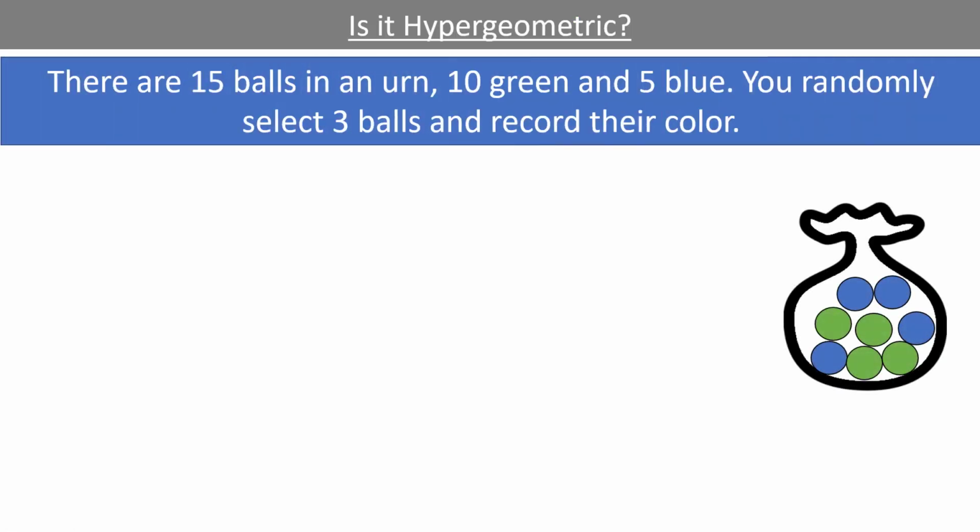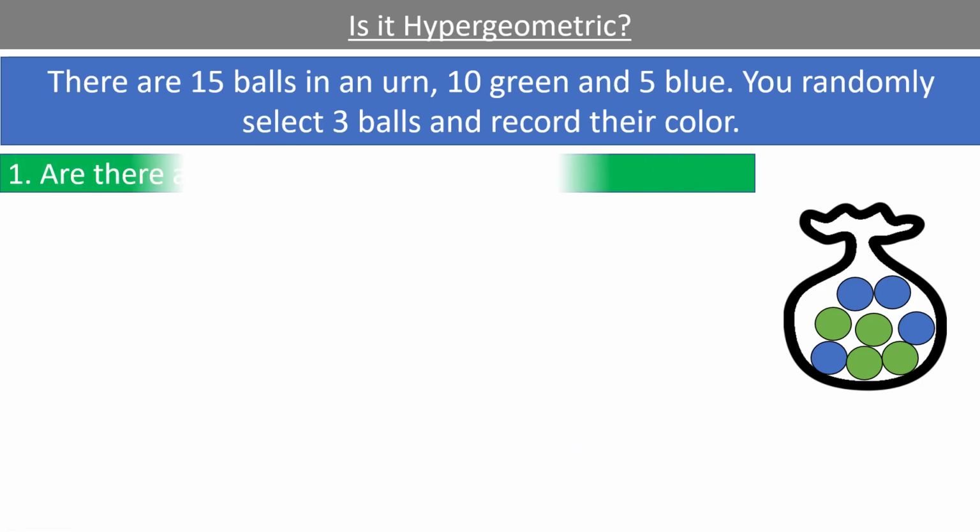There are 15 balls in an urn. 10 are green and 5 are blue. You randomly select 3 balls and record their color. Now clearly this urn does not have enough balls in it, but this is just a visual representation of the idea that we have here with balls in an urn. So let's go ahead and check the conditions.